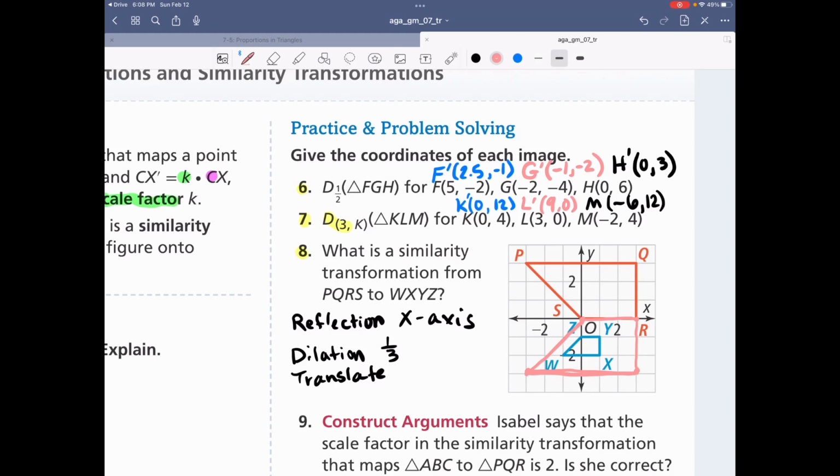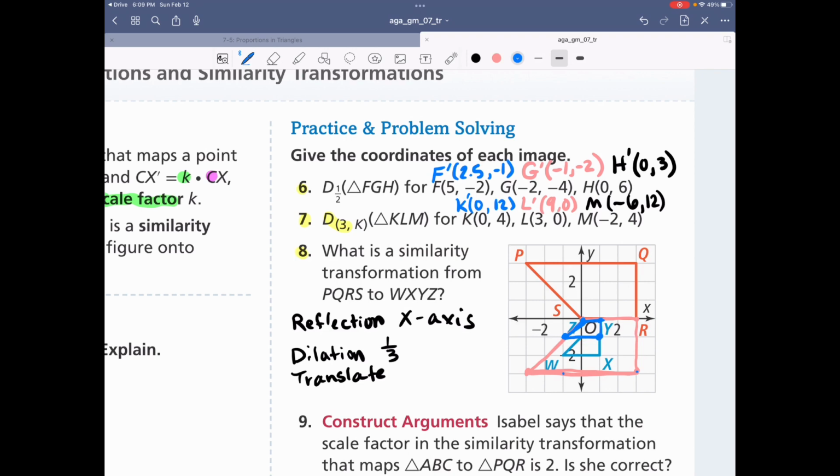or we'll dilate it first by 1/3. So this point will stay here. This point will move to here. This point is at 3, negative 3, so it's going to go to positive 1, negative 1. This point is at negative 3, negative 3, so it's going to go to negative 1, negative 1, so it's here.